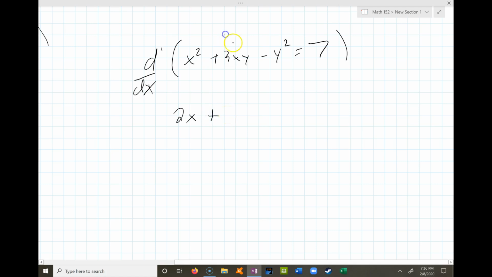Now for the second term, if I'm taking the derivative with respect to x, notice that this is the product rule, because it's 3x times y. So I take the derivative of 3x first, which is 3 dx dx, just 1, times y, plus 3x times the derivative of y. Now the derivative of y with respect to x is not 1, so we'd have to write dy dx. And then we take the derivative of y squared. That would be 2y times the derivative of y because of the chain rule, and the derivative of y, once again, is not 1, so that'd be dy dx. And then finally, the derivative of 7 with respect to x is 0.